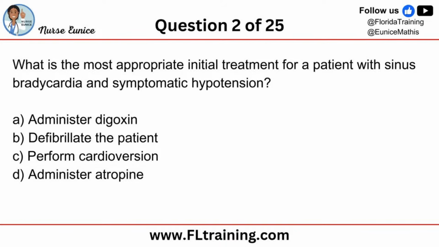What is the most appropriate initial treatment for a patient with sinus bradycardia and symptomatic hypotension? Because as a nurse, as a caregiver, it's just not important to recognize an abnormal rhythm. We have to know what to do when the rhythm is abnormal. So if someone has symptomatic hypotension with bradycardia, do we administer digoxin? Do we defibrillate the patient? Atropine.